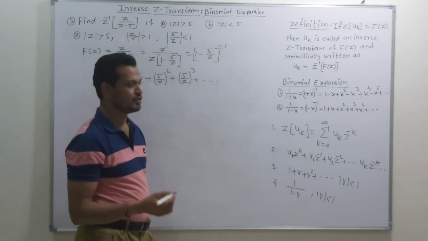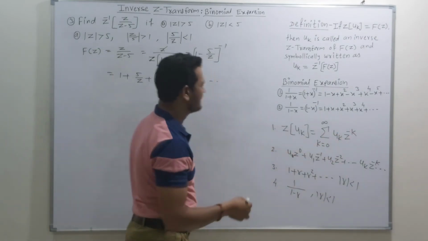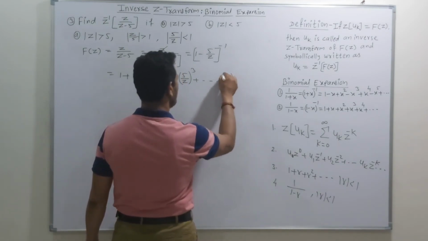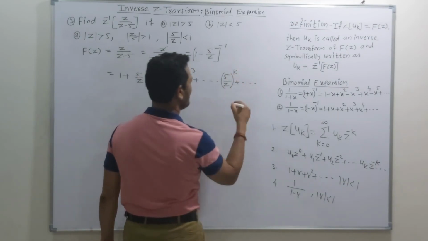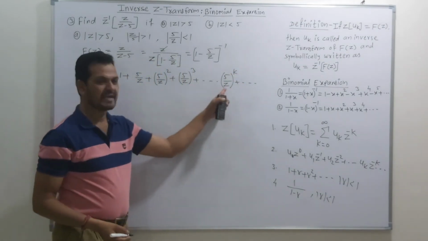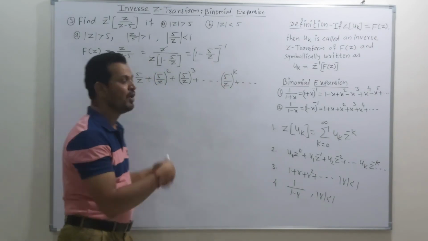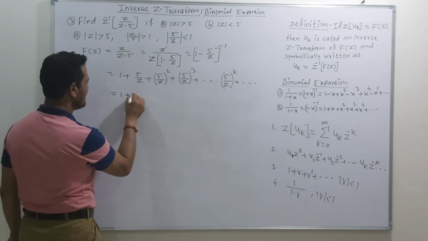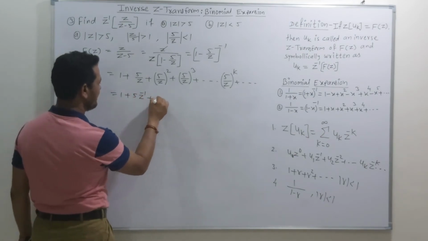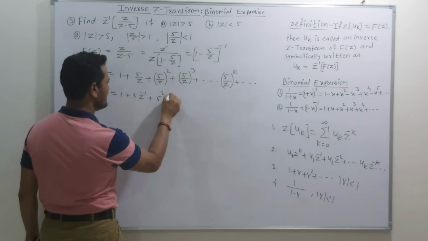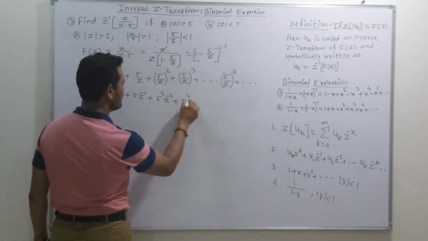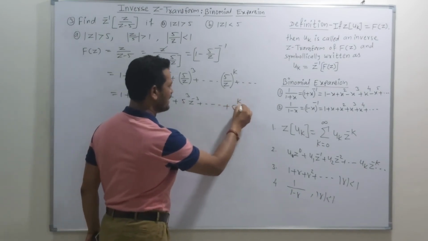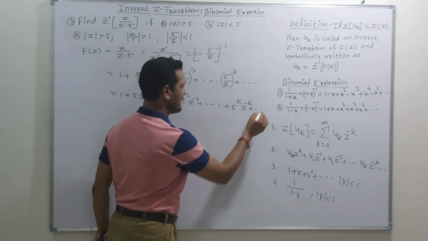Our main interest is to get the value of z raised to minus k. That means the kth term is 5 by z raised to k and so on up to infinity. So in this way we directly get the coefficient of z raised to minus k. Or if we simplify this, we get 1 plus 5 z raised to minus 1 plus 5 square z raised to minus 2, then 5 cube z raised to minus 3 and so on. We can write this as 5 raised to k z raised to minus k and so on.